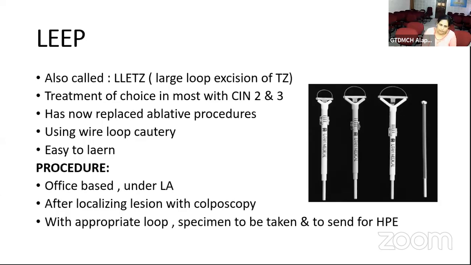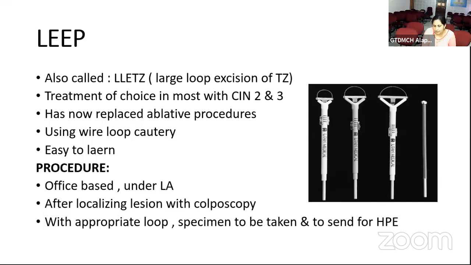So what are loop electrical excision procedures, also called large loop excision of the transformation zone? It is the treatment of choice in most CIN 2 and 3 and has replaced ablative procedures, using wire loop cautery. You can see that different shapes of wire loop cautery are available. Depending upon the lesion, you choose the wire loop. It can be small. In the picture, you can see different shapes.